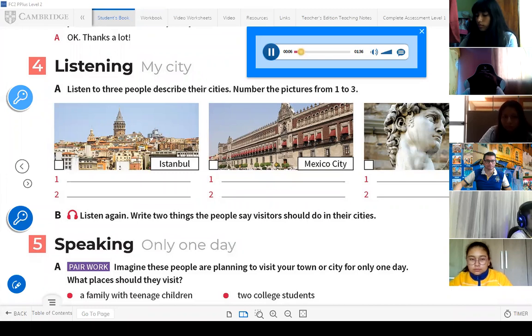My city. 1. I live in Mexico City. It's a fantastic city. There are a lot of interesting things to do in Mexico City. I think people should visit the main square. It's called the Zócalo. And it's really, really big. I also think that people should go to the top of the Pyramid of the Sun. There are 250 steps to the top, but the view is fantastic.